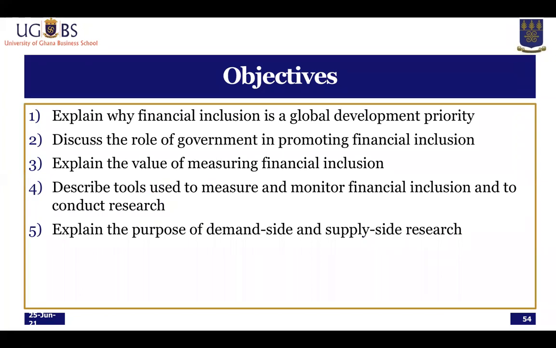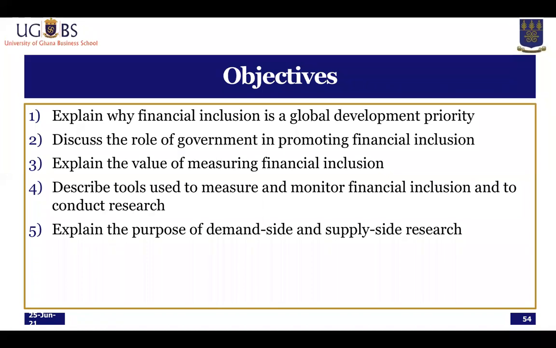So at the end of looking through the financial inclusion lens, we should be able to explain, if I were to give you a short write-up to make a case why financial inclusion is a global priority, I expect that you should be in a position to write at least a 2-pager or a 3-pager on why financial inclusion is a global development priority. Then you should also be able to discuss the role of government in promoting financial inclusion. Explain the value of measuring financial inclusion. Look at the tools that we use to measure and monitor financial inclusion and be able to conduct some basic research on financial inclusion. And then also explain the purpose of demand side and supply side research in the area of financial inclusion.